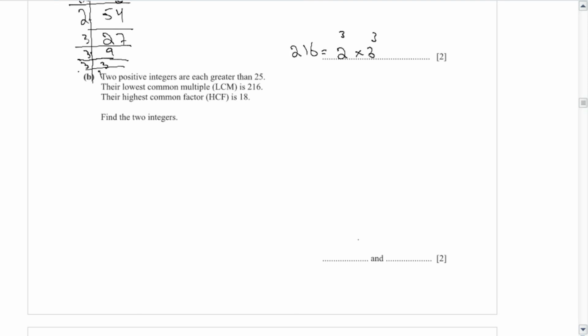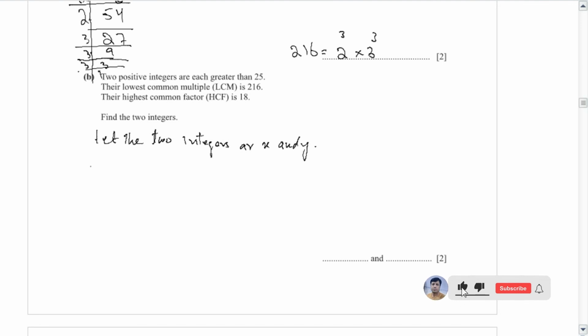Another question, part B, has been given here. Two positive integers are each greater than 25. So we will get two integers which are greater than 25. Their lowest common multiple is 216, meaning LCM is 216. Let the two integers be x and y. The formula has been given here: the product of two integers is equal to the product of LCM multiplied by HCF. This is the formula.